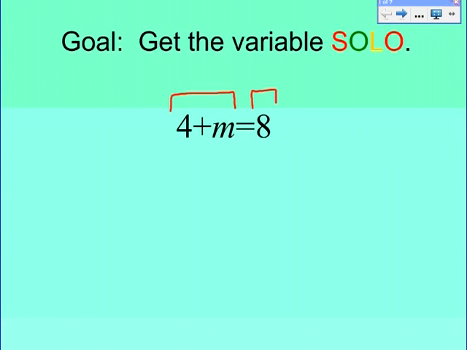When you solve an equation, you have to get rid of anything that's not the variable. In this case, it's 4. To get rid of 4, we're going to have to undo addition. Right now, 4 is being added to m. We have to subtract. However, when you subtract from one side of an equation, you have to subtract from the other.